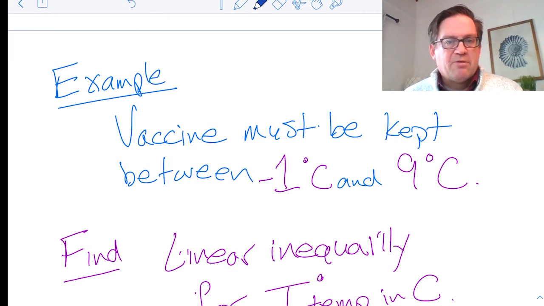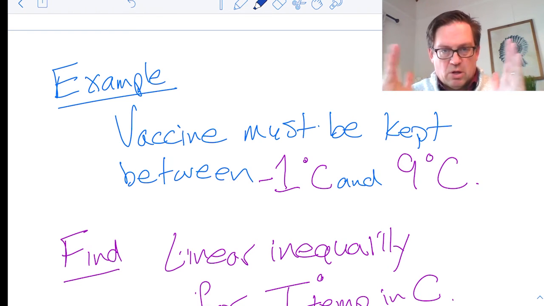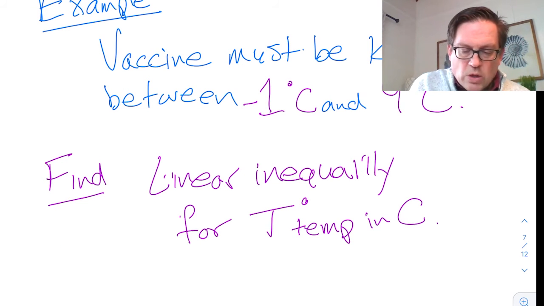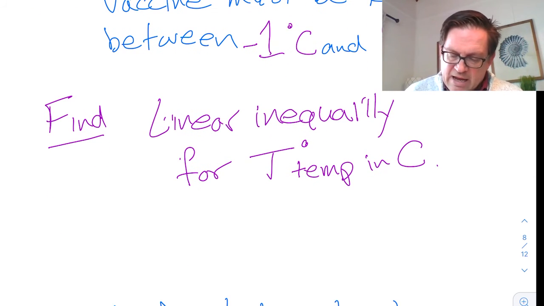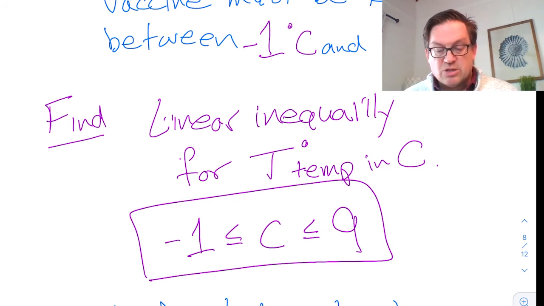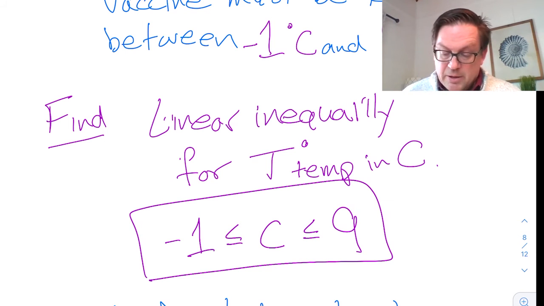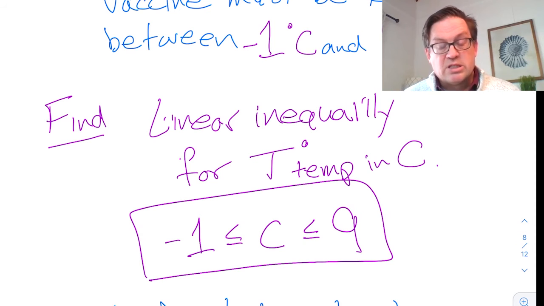I wanted to do one real world application. Suppose there was a vaccine that had to be refrigerated and kept between -1 Celsius and 9 Celsius. Anytime you hear between, you want to start thinking about absolute value inequalities. So what's the inequality in this case? They tell us it should be between -1 and 9. So let's say the temperature in Celsius, which we'll call C, satisfies -1 is less than or equal to C is less than or equal to 9.